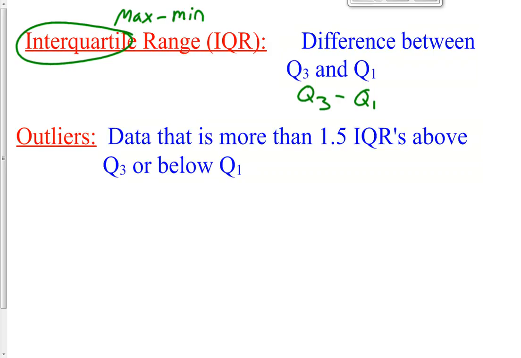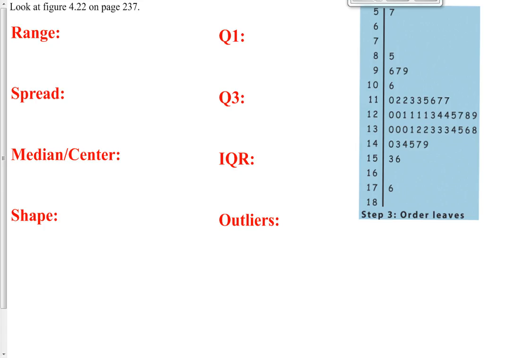Okay, so I'll explain how to find that. It's not any guessing anymore. There's a specific way of finding outliers. 1.5 times the interquartile range. Add that to Q3. Subtract it from Q1. Anything outside that range is an outlier. You'll see how to find that in our notes for today.